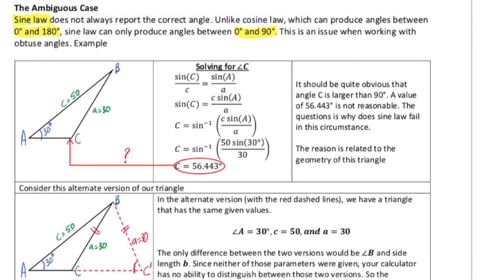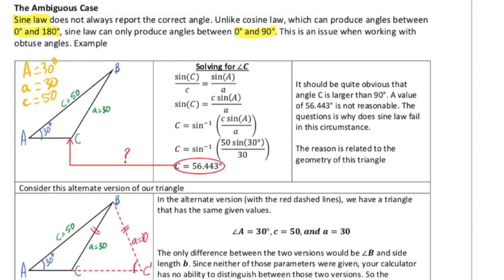When we look at this triangle here, it does seem, based on the shape of the triangle, that angle C should be greater than 90 degrees. And if it's greater than 90 degrees, we call that an obtuse angle. So in our triangle, here's what we got. We know that angle A is equal to 30 degrees. Side A has a magnitude of 30 and side C has a magnitude of 50.